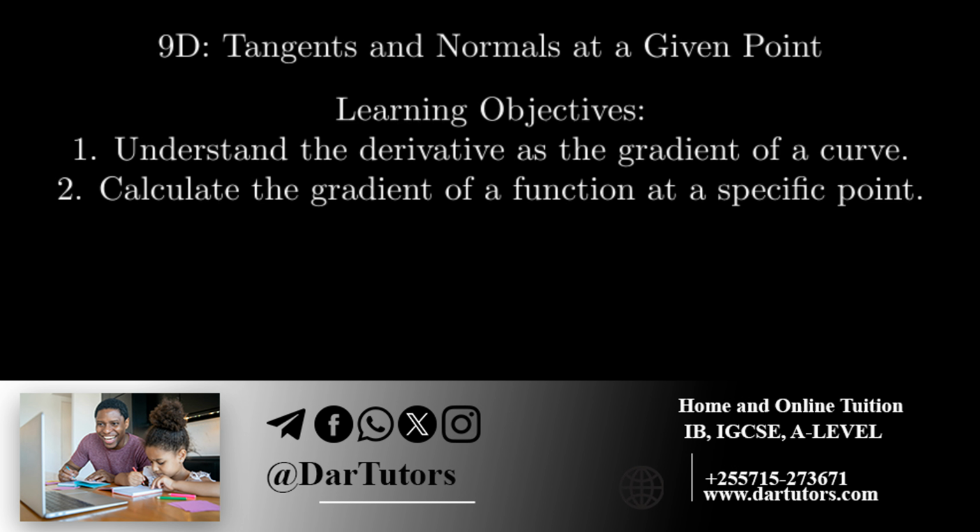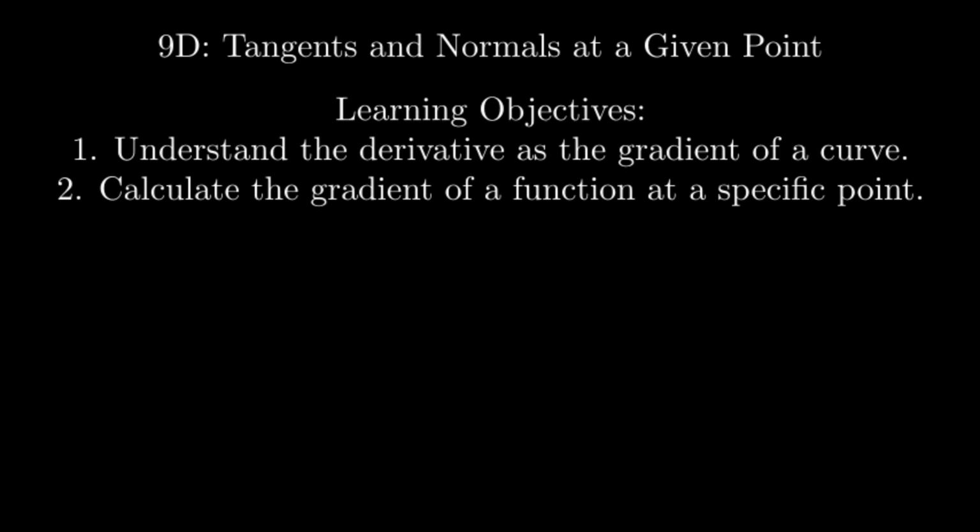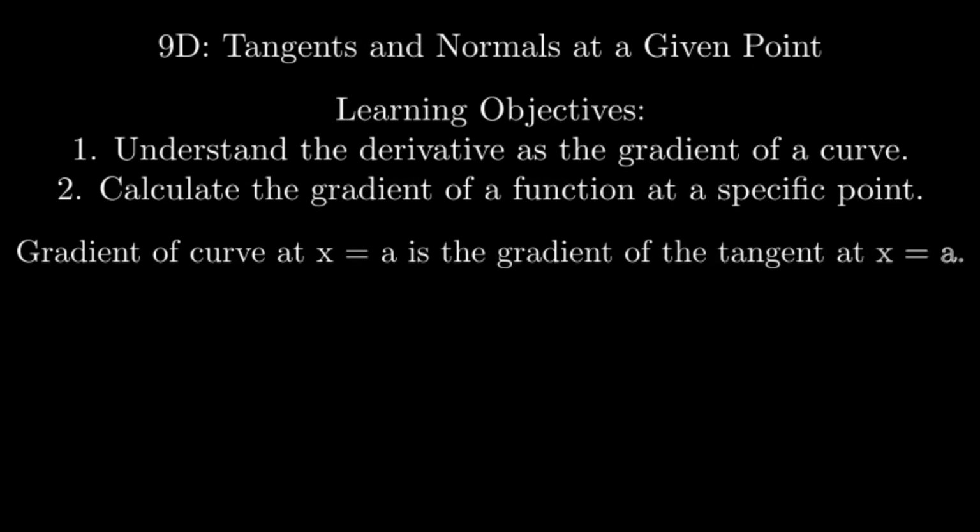So what do we mean by the gradient of a curve? A curve, unlike a straight line, has a gradient that is constantly changing. The gradient at any particular point is defined as the gradient of the tangent line at that exact point. And as we've learned, the derivative of a function gives us a formula for this gradient. The derivative, f prime of x, tells us the slope of the curve at any value of x. So to calculate the gradient at a specific point, we simply need to find the derivative and then substitute the x value of that point into the derivative expression.